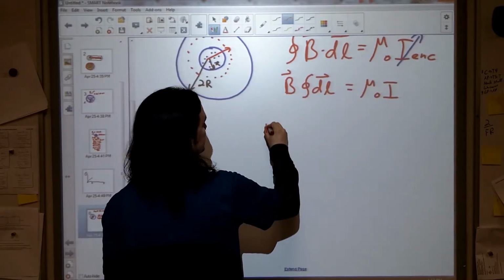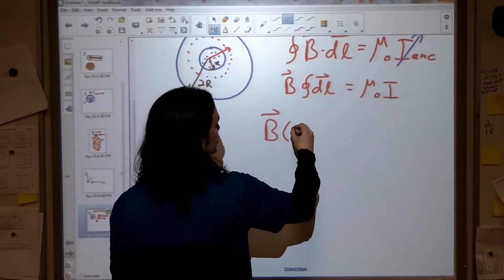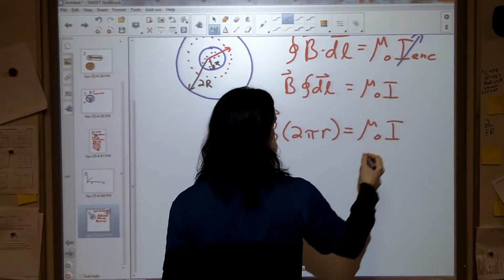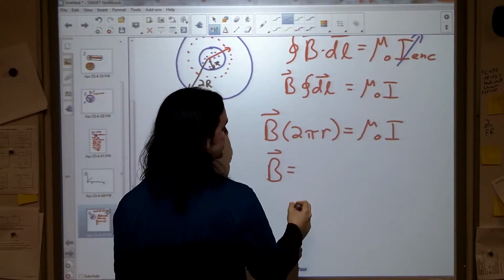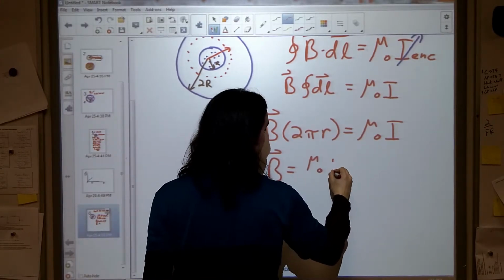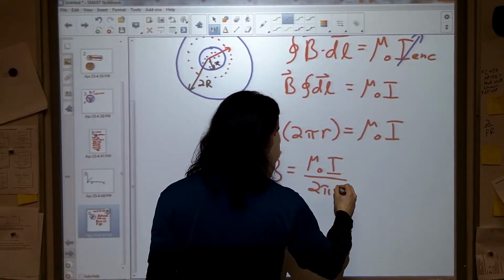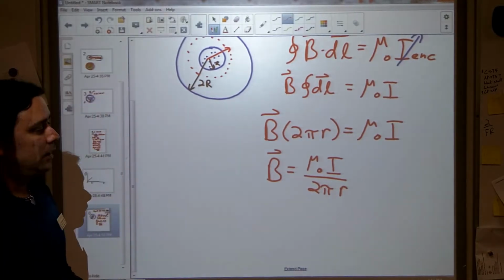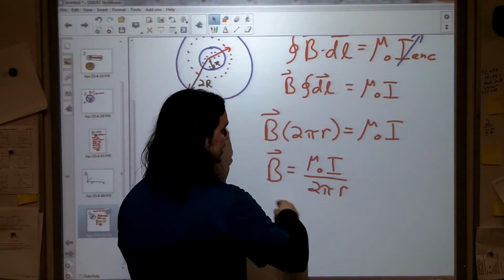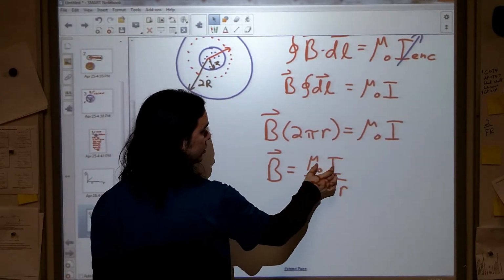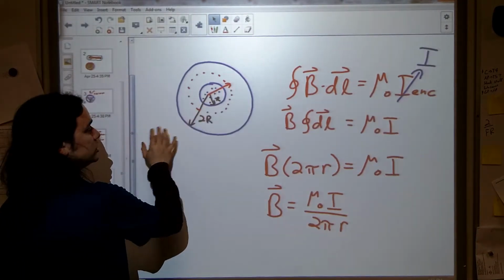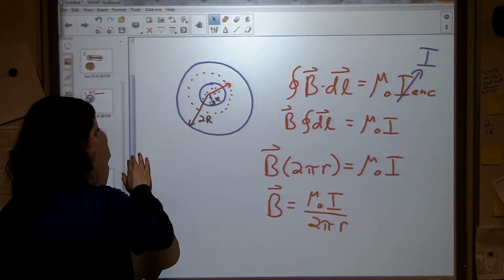Since the magnetic field is constant, this integral evaluates to, once again, the circumference of our Amperian loop, and we end up with the following. The magnetic field outside of a wire carrying a current is equal to mu naught times the current in the wire divided by 2 pi r. Hopefully this looks familiar, because one of the default equations on the AP C exam is the magnetic field from a current carrying wire. It's mu naught times the current in the wire divided by 2 pi r. This is Ampere's law actually deriving that. So here's where that equation comes from.